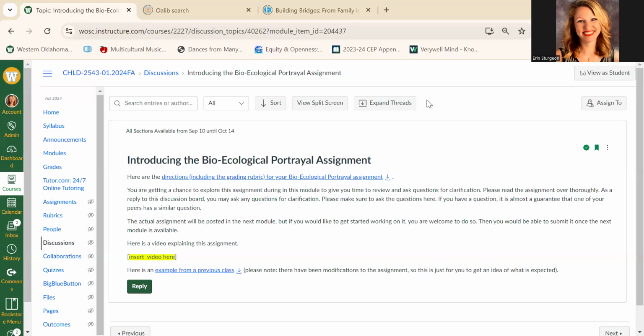So starting next week, you're going to do a bioecological portrayal. And this week, you're just going to start thinking about it, brainstorming for it, and getting to know the instructions and seeing about any questions that anybody has.